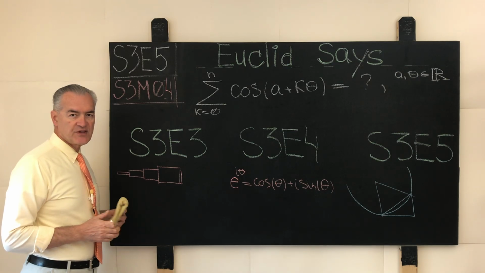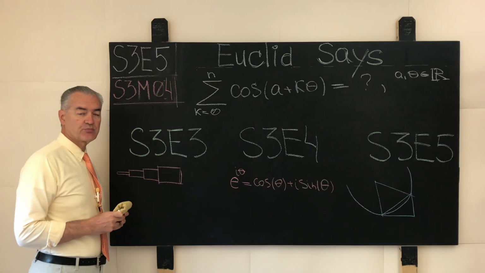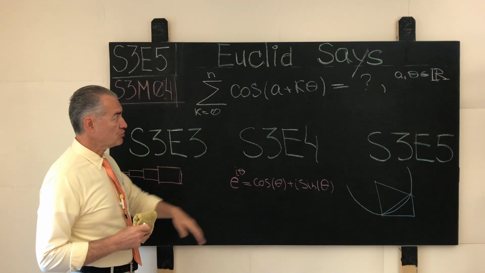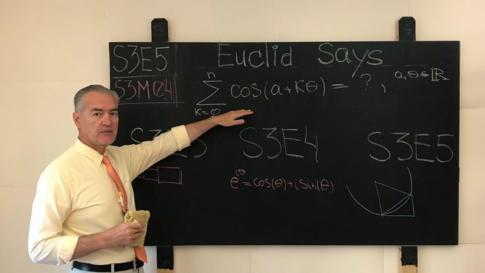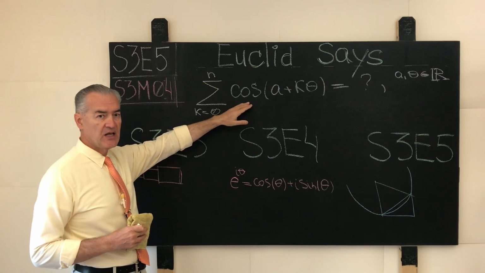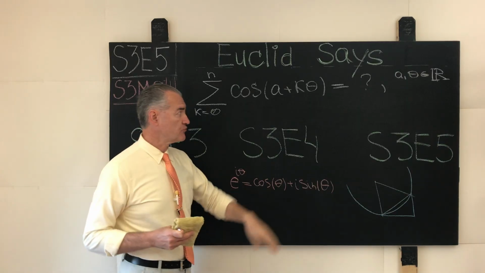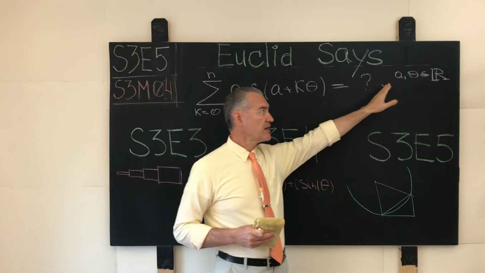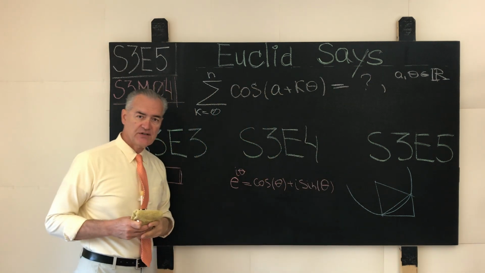The objective of the mathematical problem S3M4 is to find an alternative expression for a finite trigonometric sum shown over here on the board in front of you, where we sum the values of the trigonometric function of cosine evaluated at the arguments that form an arithmetic progression in the form of a plus k times theta. The numbers a and theta are real, and k is the summation index in that case.